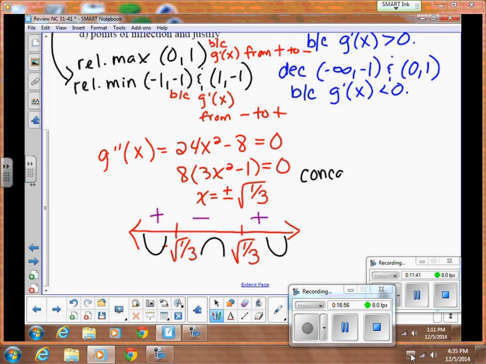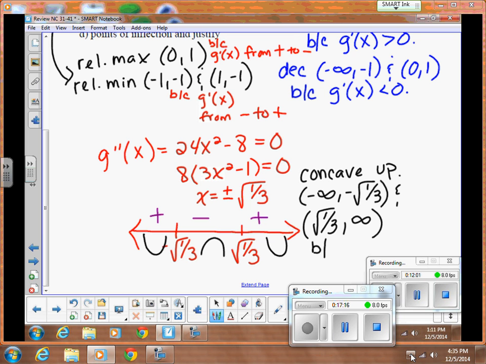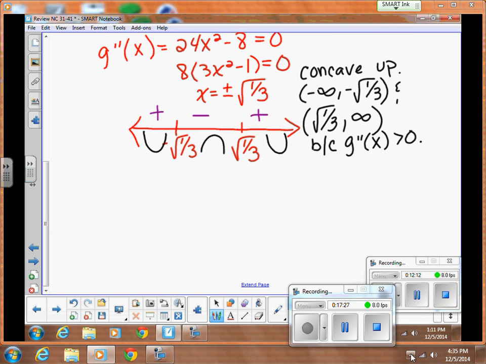So concave up from negative infinity to negative square root of 1/3 and from square root of 1/3 to positive infinity. Now, why is it concaving up there? Because, which derivative am I referring to? Second derivative is greater than 0. Concave up, second derivative has to be positive.